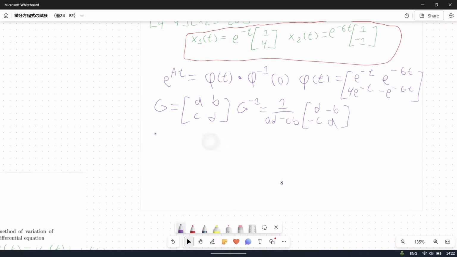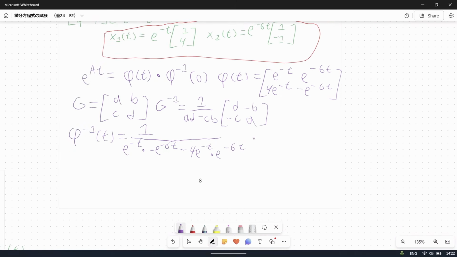So the inverse of phi at t is going to be equal to 1 over the determinant of that, which is e to the negative t times negative e to the negative 6t minus 4e to the negative t times e to the negative 6t, times its adjugate matrix, which I'll add on later. And this simplifies down to 1 over 5 times e to the negative 7t.